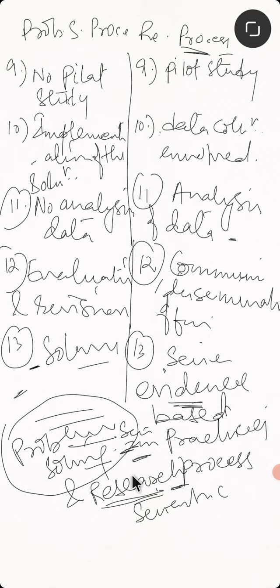Here variables are involved, there no variables are involved. Here manipulation of independent variables, that means manipulation of variables, takes place, but in the problem solving approach and process no manipulation of any kind of variables is there, right? So these are the main differences between the research process and problem solving process, and the research process is more scientific than the problem solving process.